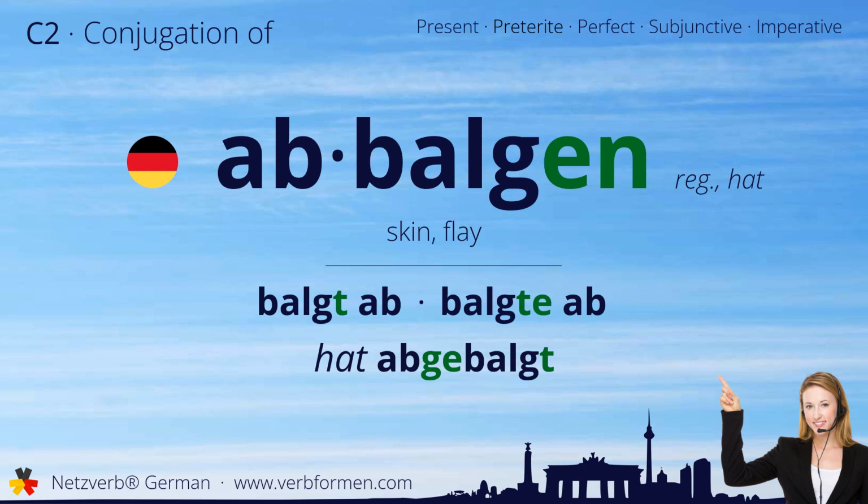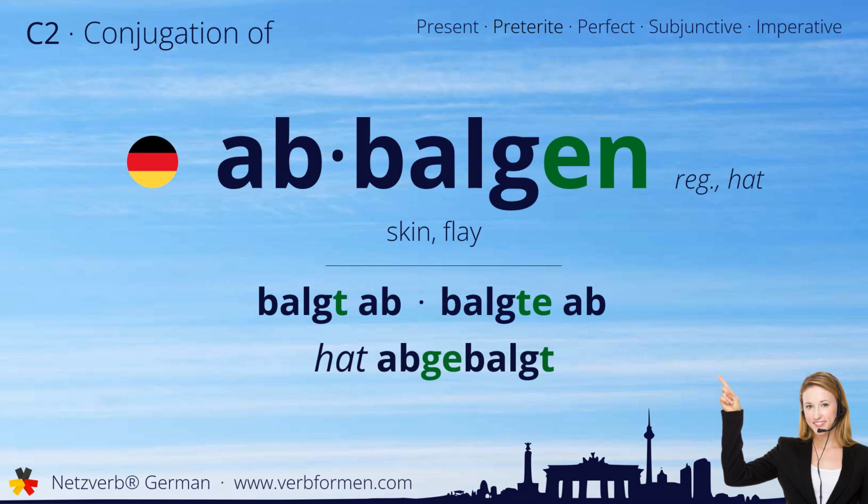Today we're going to learn how to conjugate the German verb abbalgen. Watch and listen to the forms carefully. Let's start with the stem forms. Balgt ab, balgte ab, hat abgebalgt.